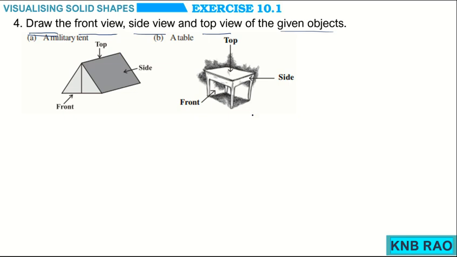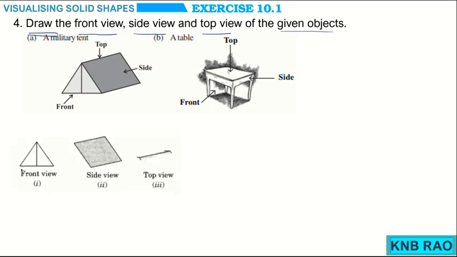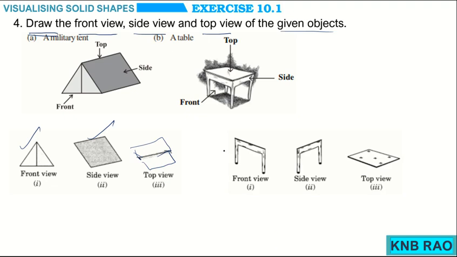Another is table. Okay, so here is the front view, and this how side view will be for a tent, and this is how we'll have top view. Then coming to the table, table's front view, side view and top view. Top view is just like a rectangular region.